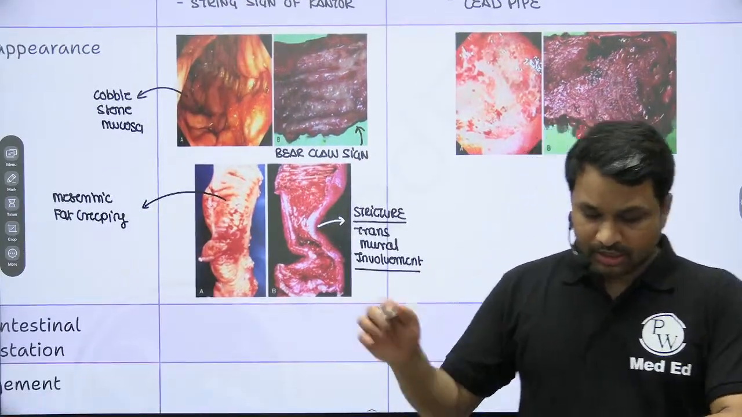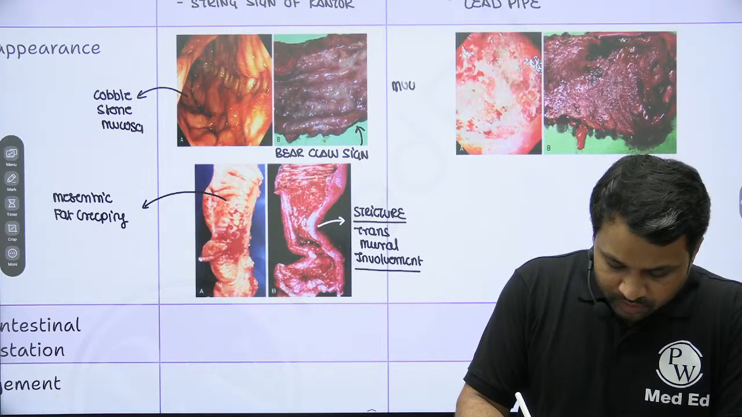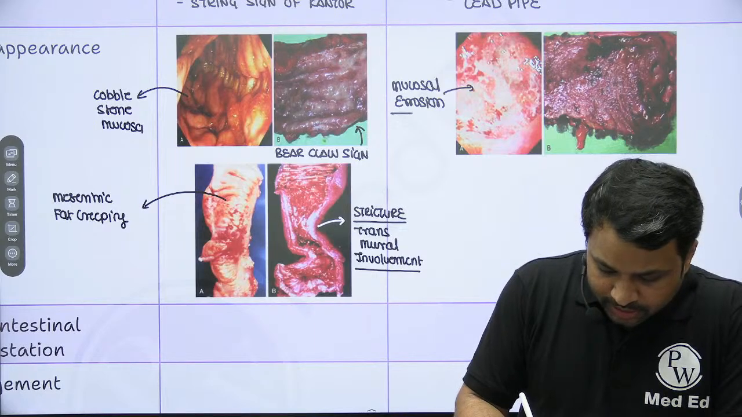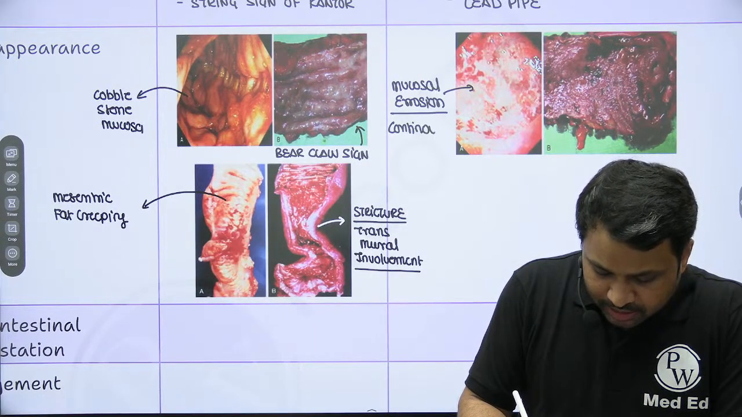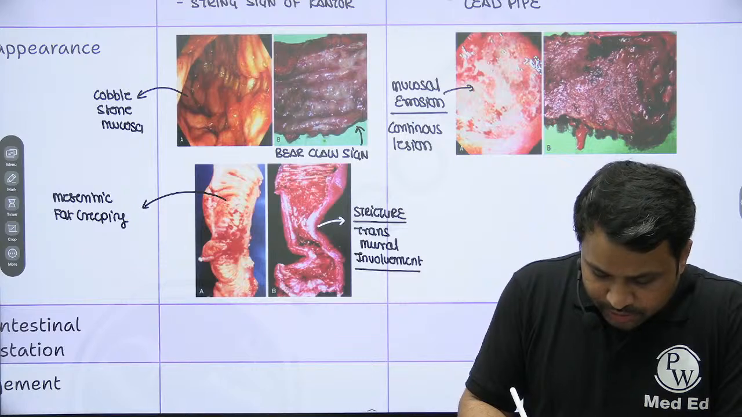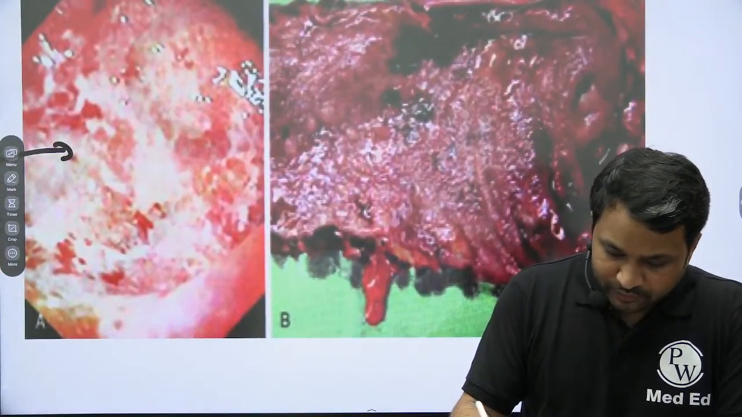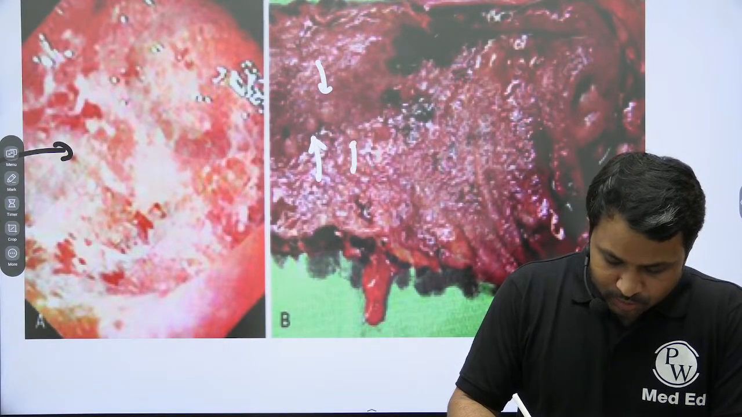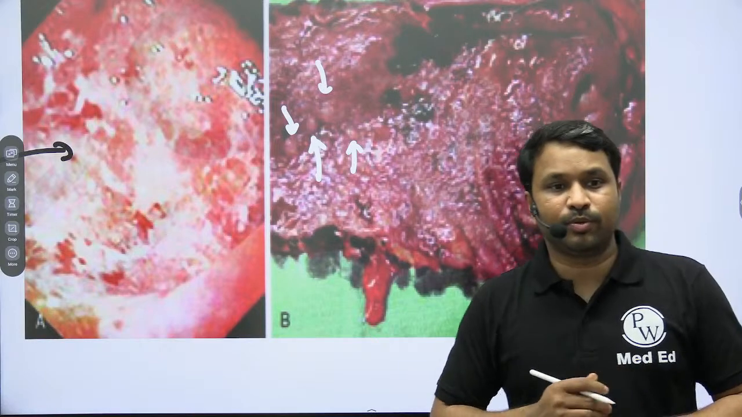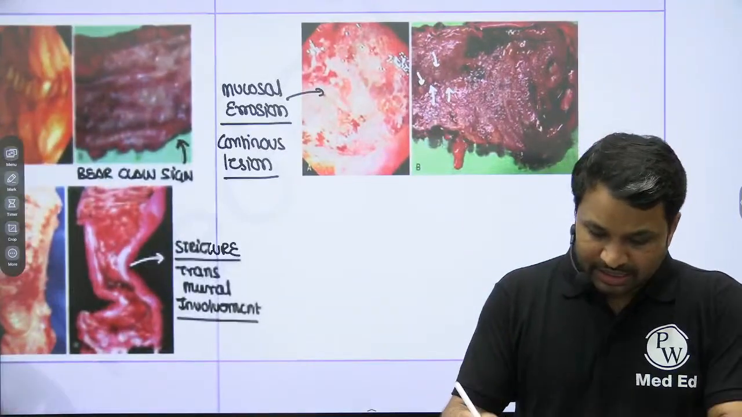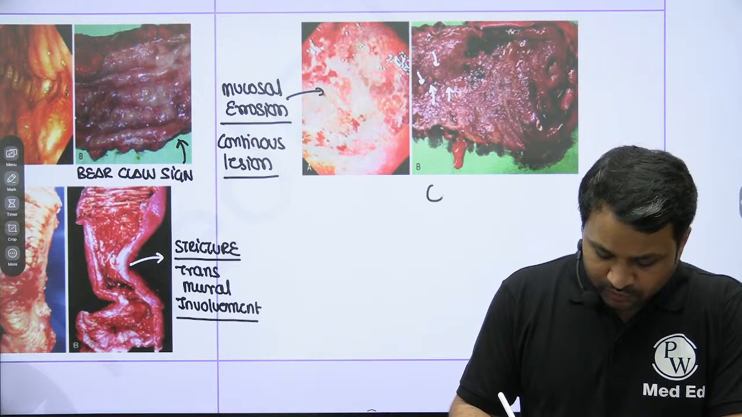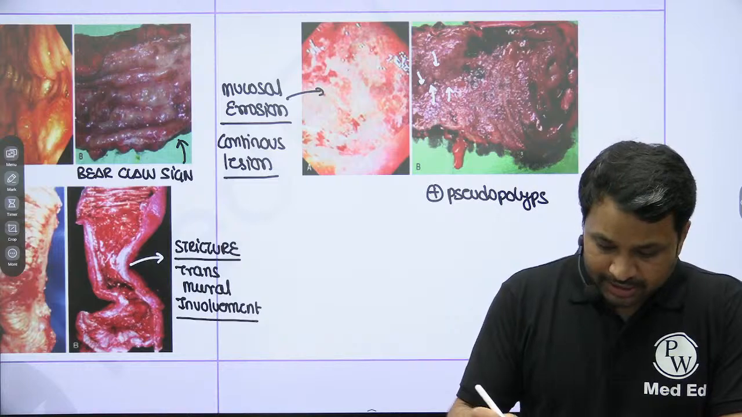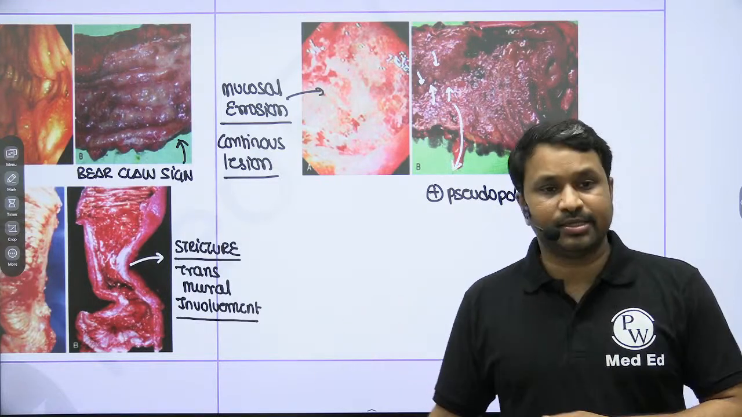Whereas when you look across here, this is mucosal erosion. Here you can see there is mucosal erosion, and this mucosal erosion is usually a continuous lesion. You can see the entire site is involved, so it is a continuous lesion. The second image, if you look a little bit more carefully, you would find these small inflammatory polyps, which we call pseudopolyps, right? Presence of pseudopolyps is again a characteristic feature of ulcerative colitis.